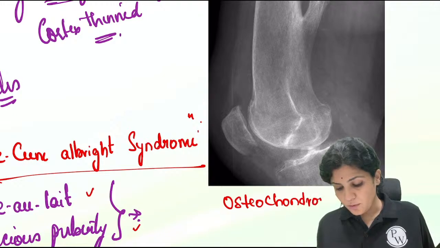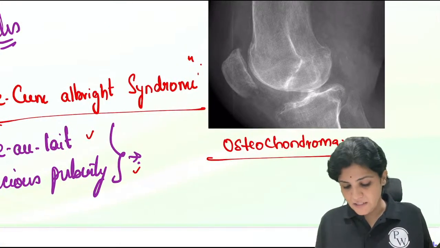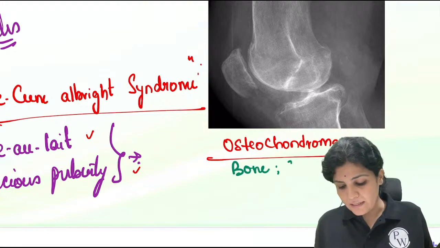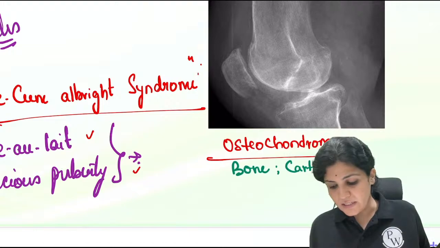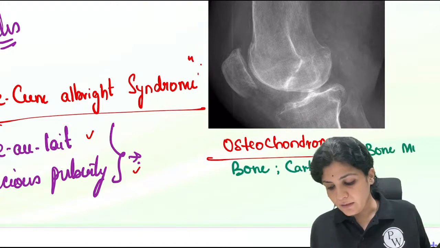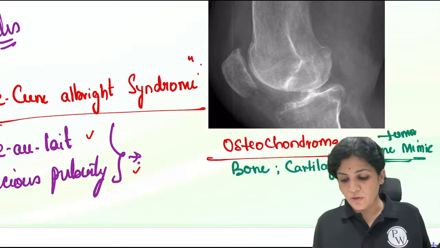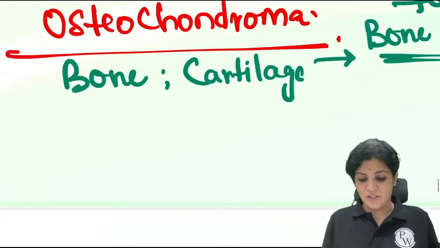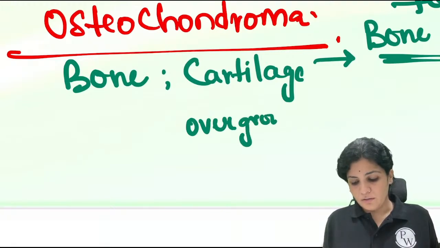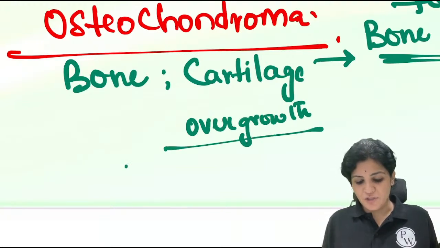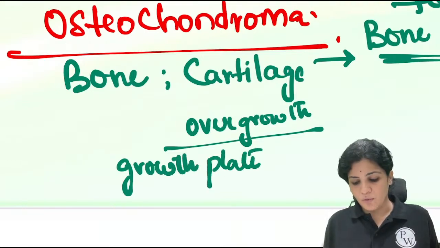What is osteochondroma? Osteo means bone, chondroma is cartilage. So there is a bone component and a cartilage component in it. Whenever there is a combination of both, it is just a bone tumor mimic. It mimics a tumor, but it is not actually a tumor. It is just an overgrowth of the bone because of some derangement in the growth plate.